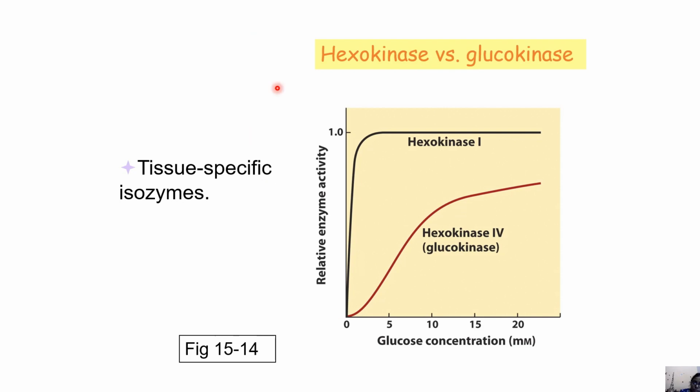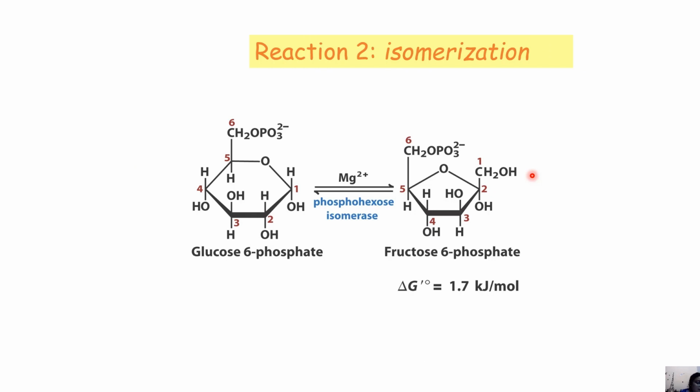So hexokinase versus glucokinase is a study that has been done by people. Hexokinase 4 is also called glucokinase. So these are tissue specific isozymes. The next step will be reaction 2, which is isomerization.